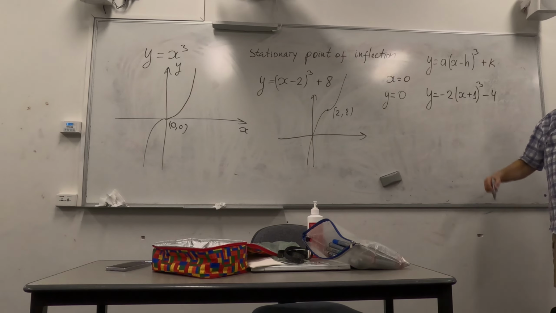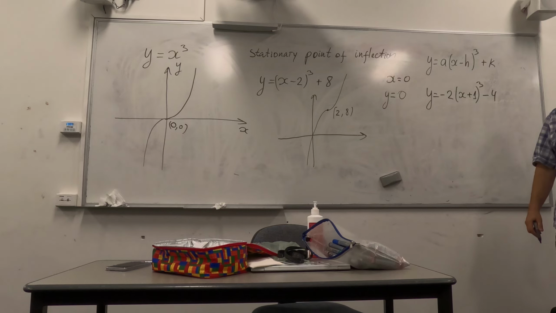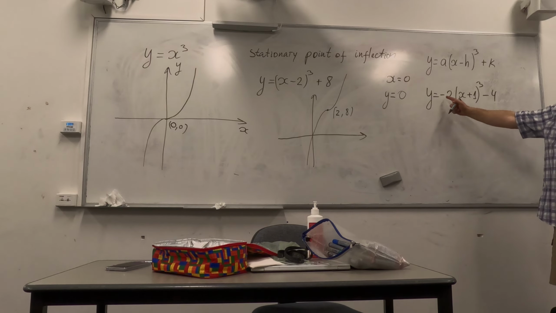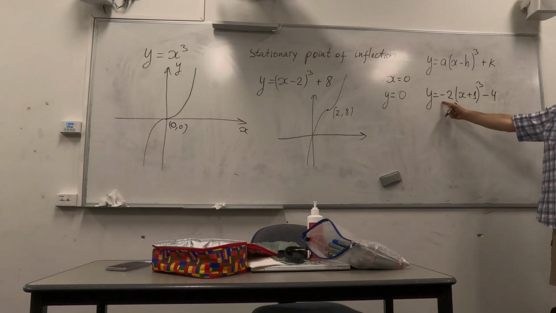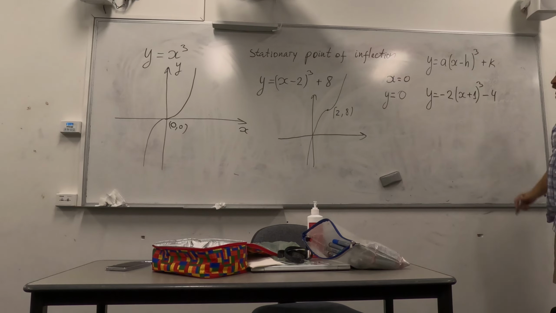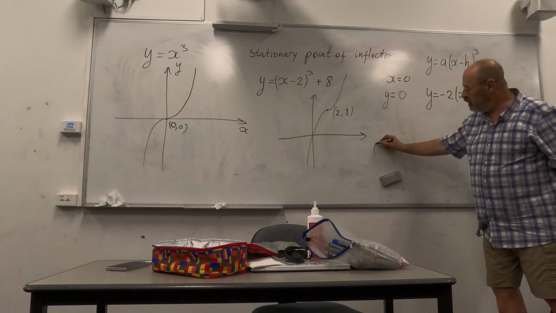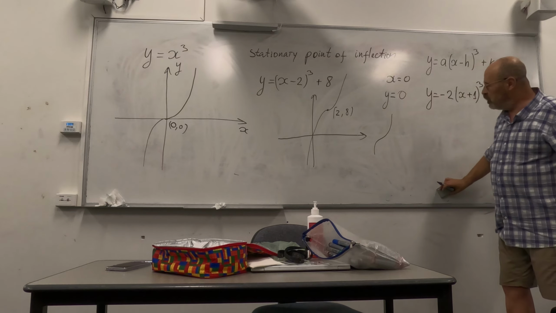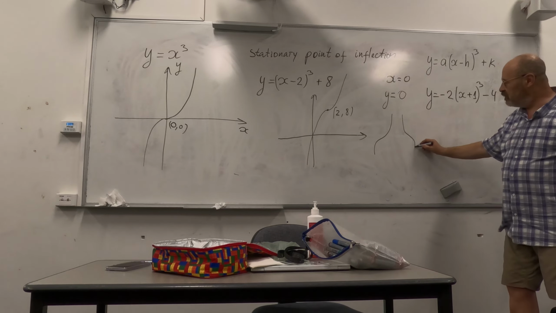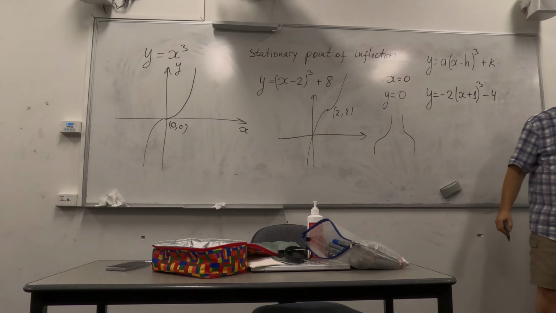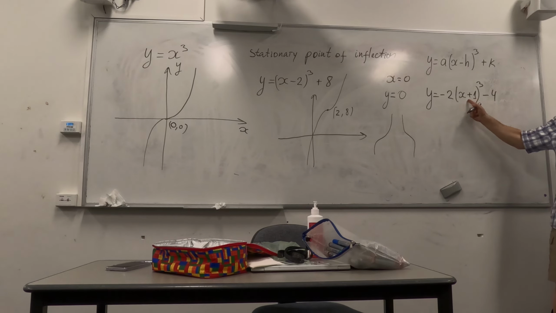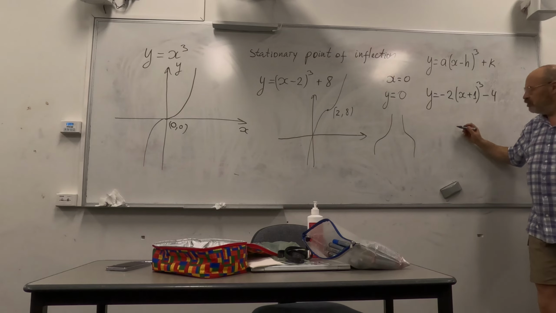So what will the minus do with the graph? It reflects in the x-axis. We put a minus in front of the whole thing, so it flips around the x-axis. So the graph, that's what it was, now it's flipped, so it becomes like this. Now next, what happens? 1 left and 4 down.